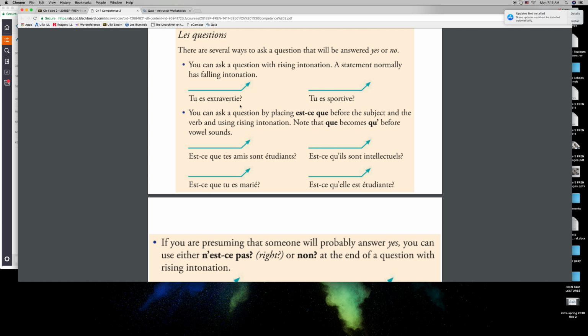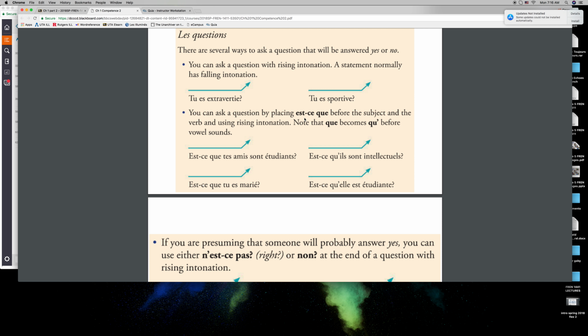Tu es extraverti? Or you can use est-ce que, which is very common in French, which is the most used way to ask questions. And it doesn't mean anything. It's the C'est inverted. If you put the C back here in front, it's the way that we categorize things in the previous competence. I don't know if you remember. C'est Jean, c'est un homme, c'est une femme. And we do an inversion in here. But it doesn't mean anything. Est-ce que, all it means is it's a marker to say that something is a question.